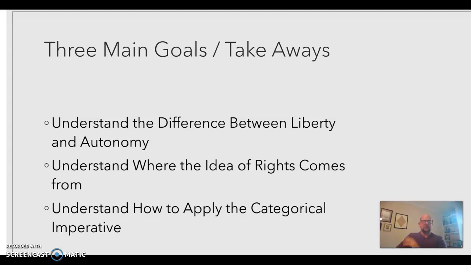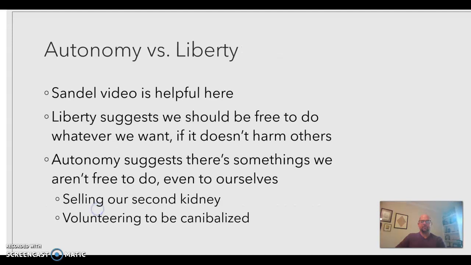And he's going to have a couple of ways of articulating this command. And so we want to kind of understand that and understand what it would lead to in terms of our actual obligations. So that's the 3 main things. I want you to keep those in mind as we work on the reading together, as you watch the Sandel video, and as I sort of guide you through this a little bit.